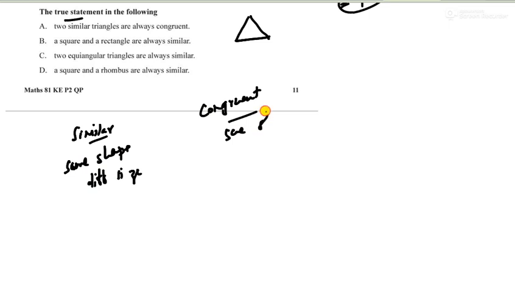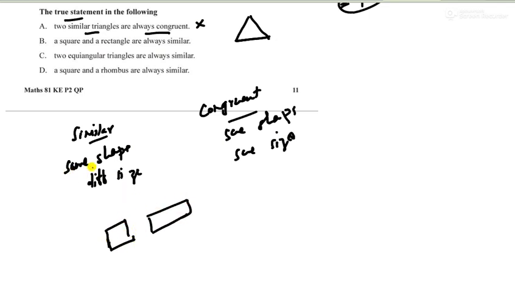Here same shape as well as same size. Now they have given two similar triangles are always congruent. No, they can't be, because they will have different size. So this is wrong. A square and a rectangle are similar. How? This is square. If this is square, this shape is only not matching. We should have same shape. So even this is wrong.